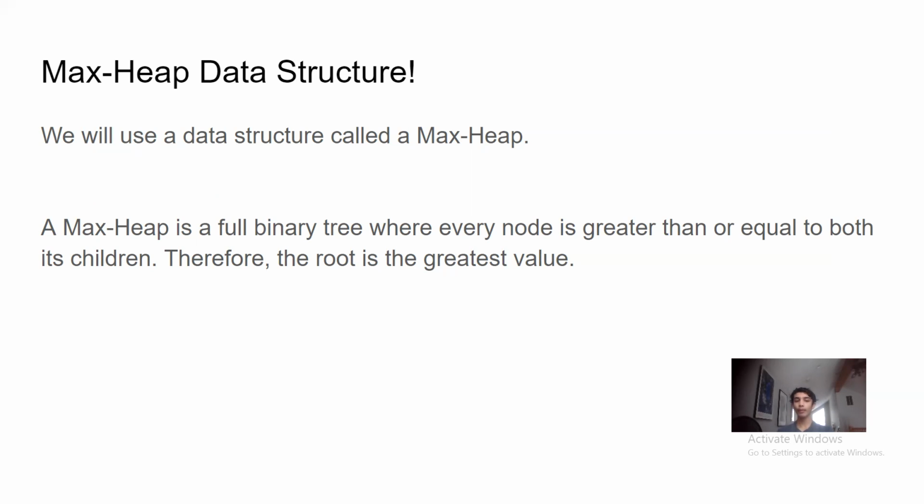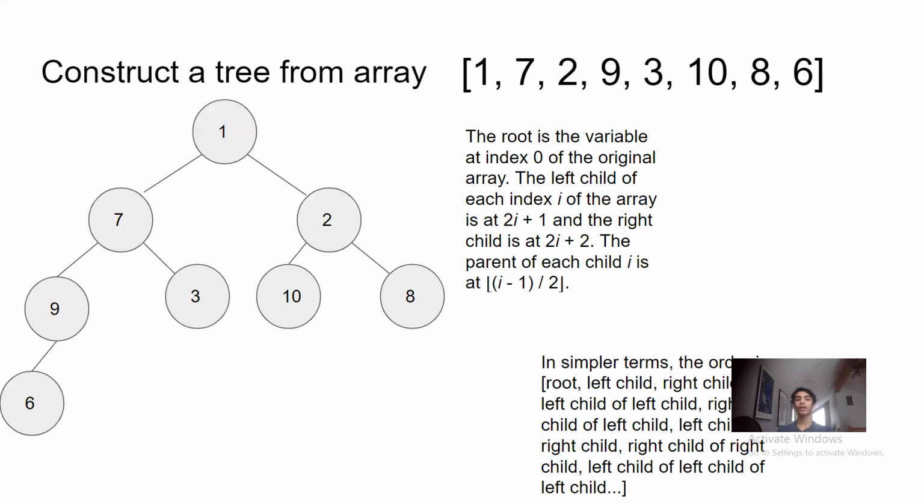This is where the Max-Heap data structure comes in. A Max-Heap is a full binary tree where every node is greater than or equal to both its children. Therefore, the root has the greatest value. The first step is to construct a tree from the original array. And we do this in a particular order. And the order is root, then left child, then right child, left child of left child, right child of left child, left child of right child, and right child of right child, and so on.